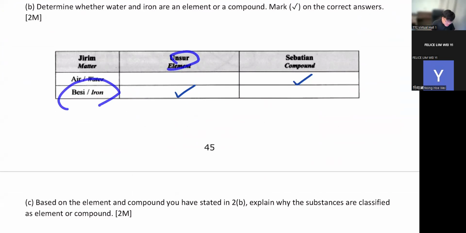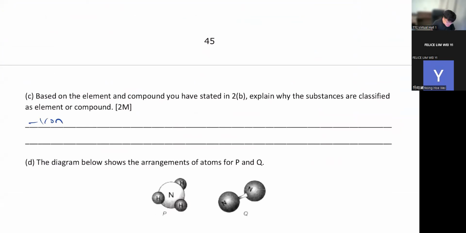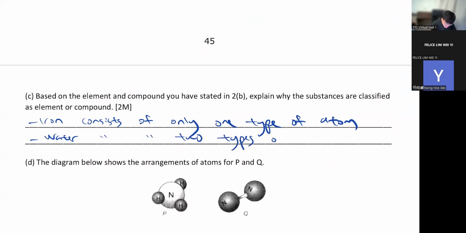Why is iron element? Because iron consists of only one type of atom, whereas water consists of two types of atoms. Dot means you copy back. Water has two types of atom, hydrogen and oxygen.